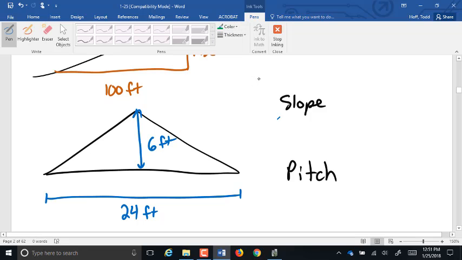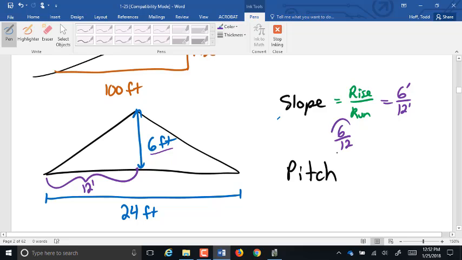We talked about this a little last semester, but we'll bring it back. Slope is rise over run. The rise over here is 6 feet. The run is not 24 though, it is the distance from one end to that peak, which is 12 feet. So it's 6 feet over 12 feet, or a 6/12 slope. Slope is always listed as out of 12. That's why I did the 24, so that would work out neatly.